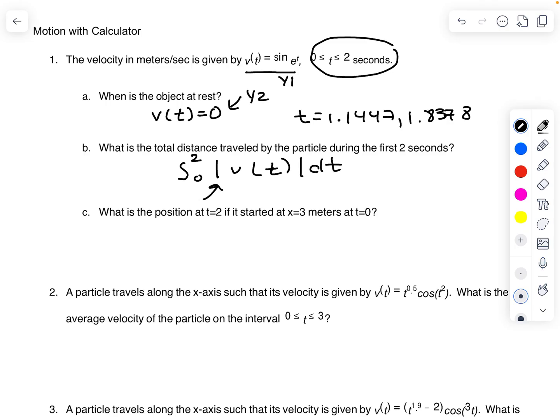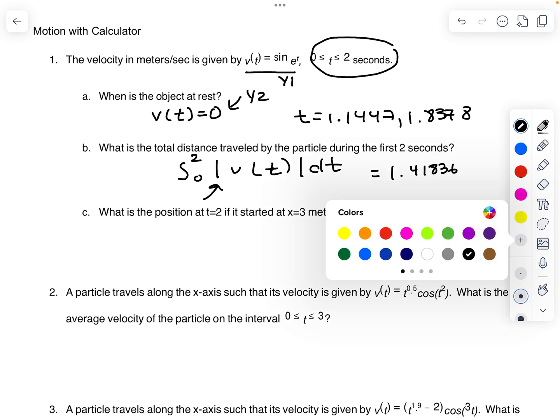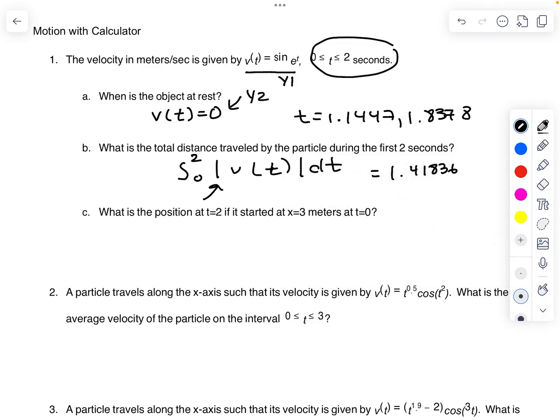If you don't know where the absolute value key is on the graphing calculator, if you go to math and move over to num, the first thing there should be your absolute value. So make sure you're integrating the absolute value, and that will give you your total distance traveled. So like in the car example, it will count that negative 10 meters as 10.